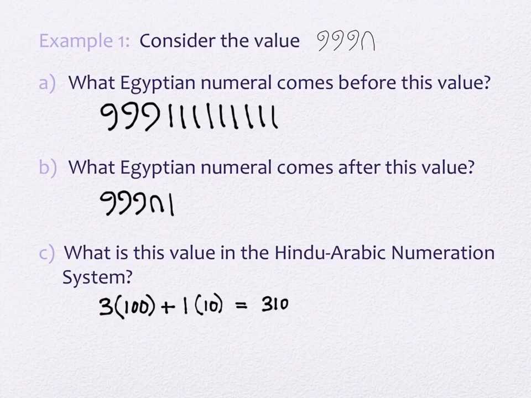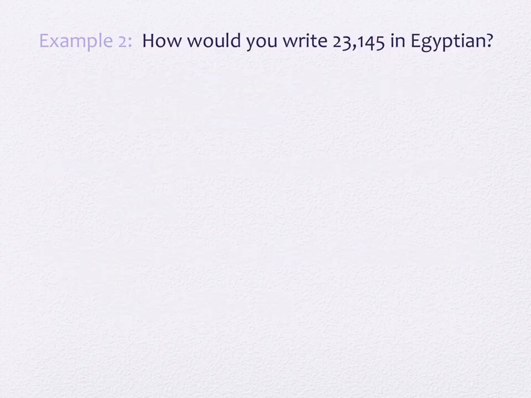Okay. But we also want to go back the other direction, right? This is taking an Egyptian number and writing it in our Hindu-Arabic numeration system. We want to take one of our numbers and write it in their system as well. So that's our other kind of question that we'll see on these ones. So here's our number, 23,145. So you might have to flip back and forth a little bit to remember all the strokes or the symbols that you're going to use.